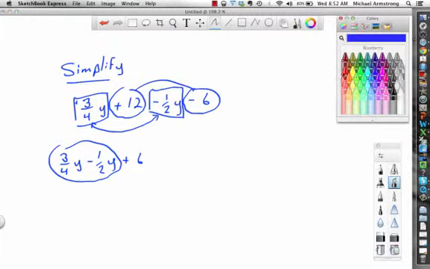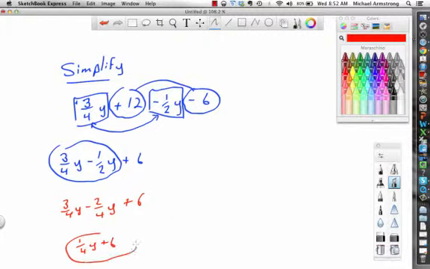And now I have to combine my y's, but I have to find a common denominator. So I just have to rewrite it real quick. We can leave 3/4 alone, and we have to change 1/2 into 2/4. Okay, and now I can combine 3/4 minus 2/4. They're both y's, becomes 1/4 y plus 6. And that should be an answer.